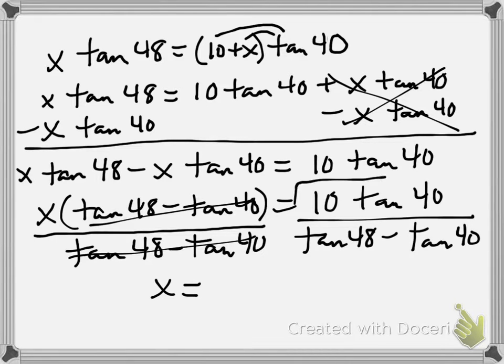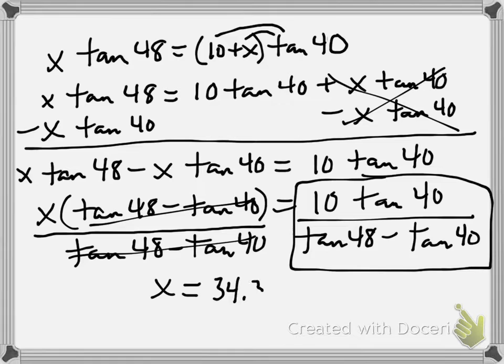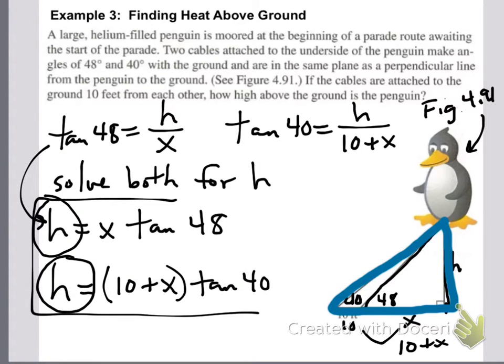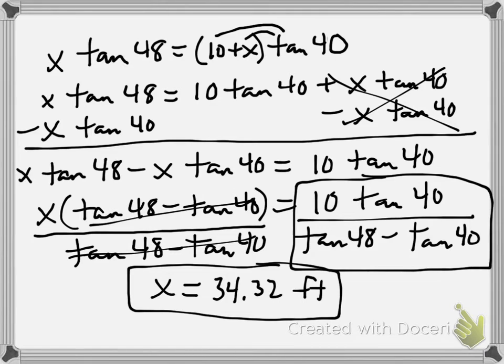So I have to put this whole thing in my calculator. And when you do, you should get about 34.32 feet. And that's the right answer. Now you might say, well, you solved for x, not h. Well, since back here these two equations both equaled h, and I did the substitution, basically I'm solving for h. So that's the end of your problem.